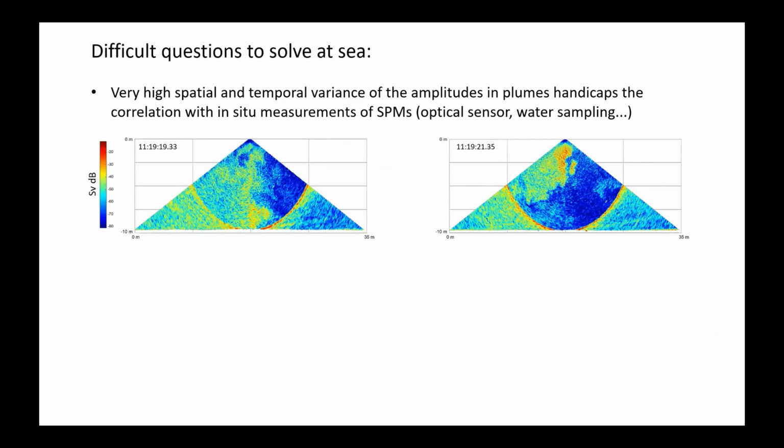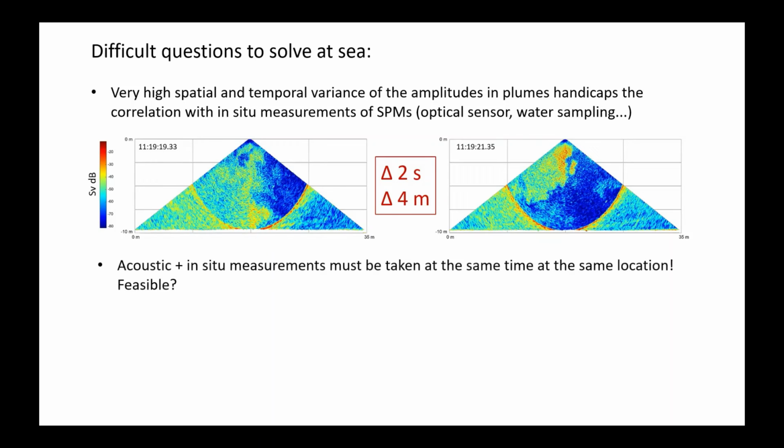But the main problem is that when you are on board, it's extremely difficult to catch water samples with the acoustic. Why? Because inside the plume, the amplitude in the water column is changing a lot in time and space very quickly. Only 2 seconds and 4 meters separate these two echograms. Could you imagine that you can get water samples that are really representative of an amplitude at that point? It's extremely difficult. So that's the first problem: acoustic and in-situ measurement must be taken at the same time, at the same location. I'm not sure it is possible.